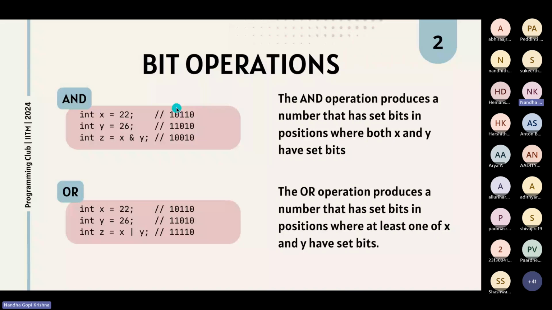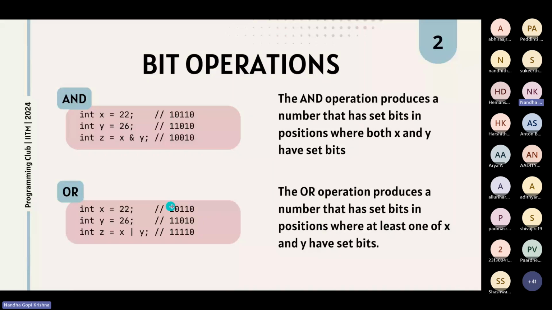Now let's move on to the other bitwise operation, the OR operation. It is also a bitwise operation, and what does it do? It sets the output bit to 1 if any one of the inputs is 1. The only time it sets the output bit to 0 is when both the input bits are 0. So how does this work?